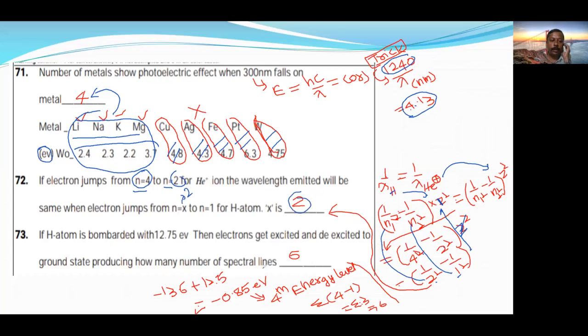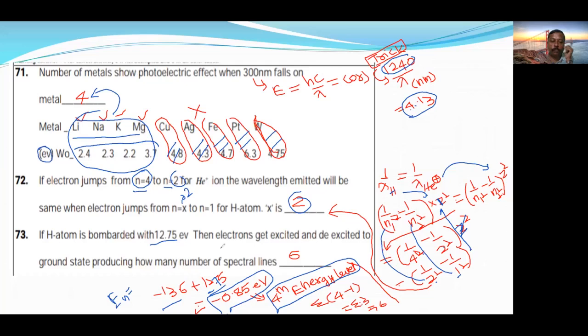Okay. Then if a hydrogen atom is bombarded with 12.75, very tricky and favorite question. So already it will have minus 13.6, and it is given 12.75. So the energy left over will be minus 0.85. By using the En formula in terms of electron volt, we can find that the energy level in which it is available is the fourth energy level.